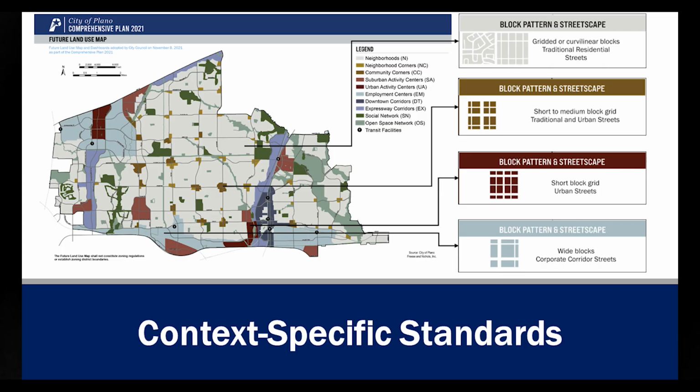The updated standards will also add context-sensitive design consideration to Plano's street network. This means that city streets will be designed to complement adjacent land uses and to enhance the desired character of the public realm. The future land uses established in the comprehensive plan included transportation-related elements. The update incorporates those priorities into 4 new thoroughfare land use context zones.